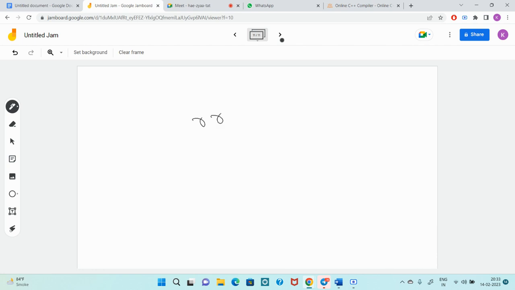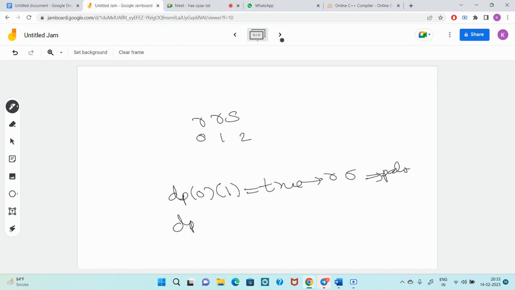Let's say RRS. Okay, string indices 0 1 2. So DP of 0 to 1 is true. Why? Because RR is a palindrome. DP of 0 to 2 is false because RRS is not a palindrome.